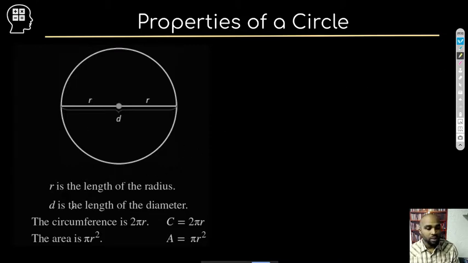R is the radius we talked about. D is the diameter. The formula for finding circumference, the distance around this circle, is 2 times pi times whatever the radius is.